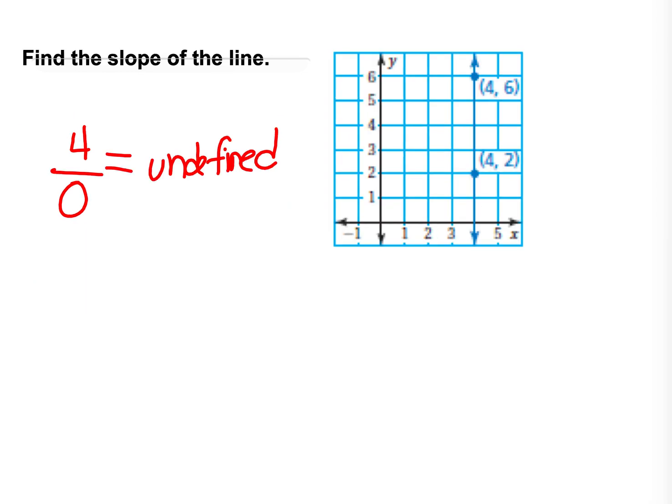All right, on this next one, here's an example of an undefined line. Again, the line's a little hard to see, so I'll outline it here. But it is a vertical line going through the points (4, 6) and (4, 2). So our rise is 4. We went up 4 units from the first point to the second point. But our run is 0. We didn't change horizontally, so that's going to be an undefined slope.